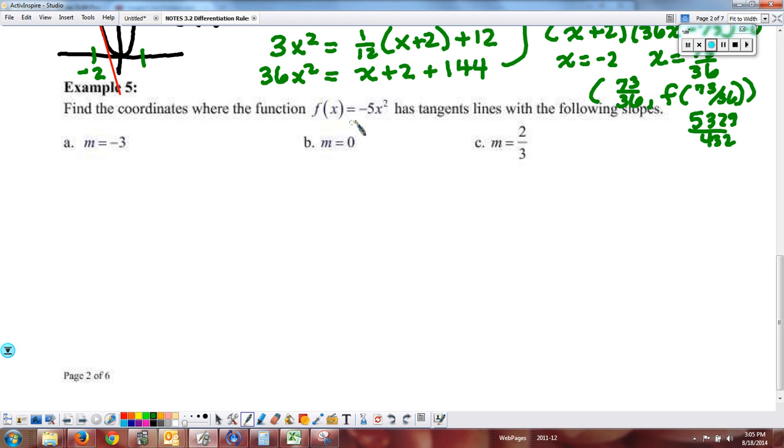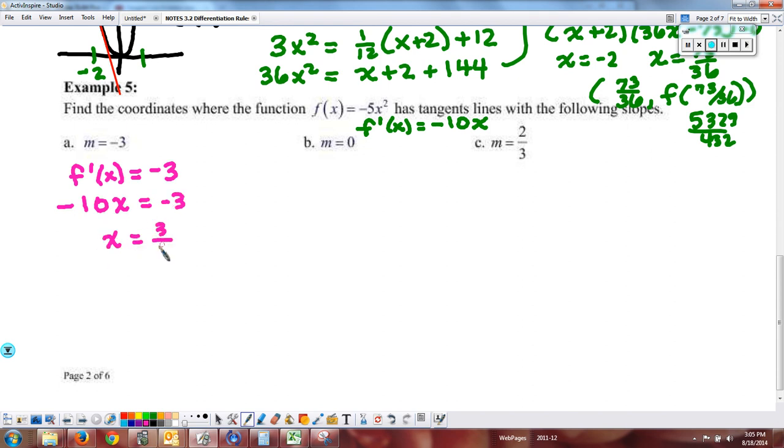All right, let's find the coordinates where this function has tangent lines with the following slopes. So again, this idea is I want the slope to be -3, so I'm going to find a formula for the slope. So I'll just do that up here. F prime of x would be -10x. And then I pretty much just solve equations. I want to know when is the slope. F prime of x, m is another name for f prime of x, which means -10x equals -3, x equals 3/10, and we're done. Oh, and it says find the coordinates, so then of course I'd have to go, well, 3/10 is the x coordinate, and then I have to do f of 3/10 for the y coordinate.